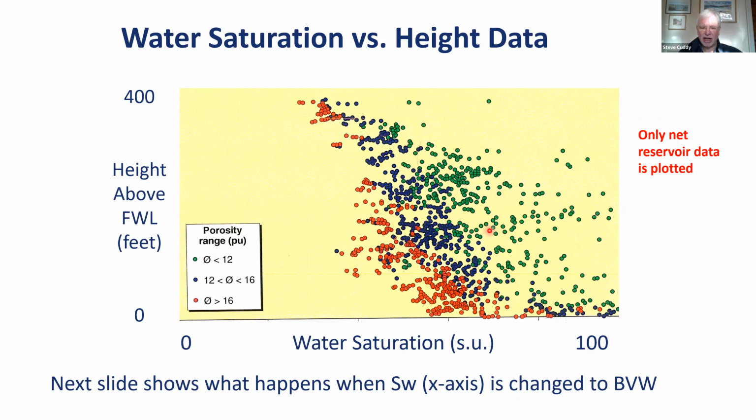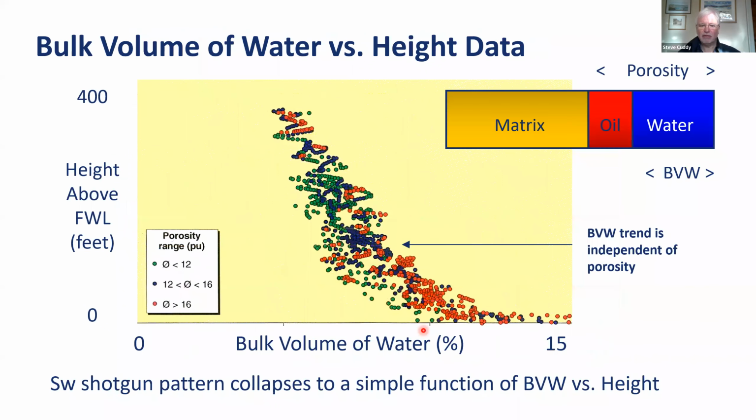Now we're going to change this plot so the x-axis, water saturation, changes to bulk volume of water, BVW. It's going to show you exactly the same number of points. And this is the result. So we've got BVW. Remind you, this is the percentage of water in unit volume of rock. This is what core and logs actually measure.